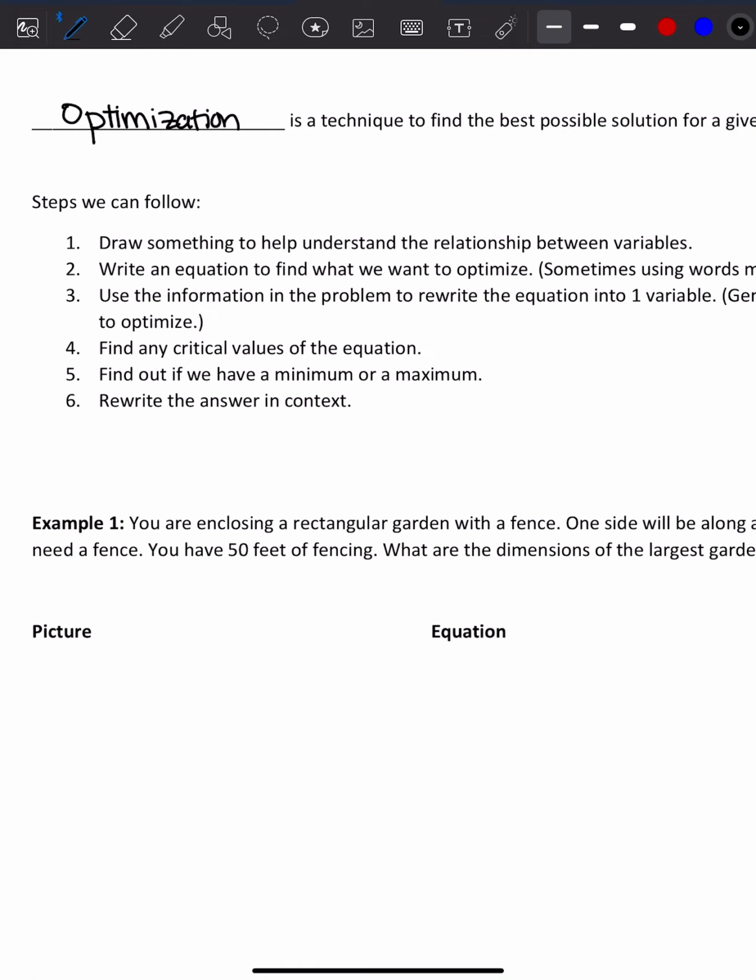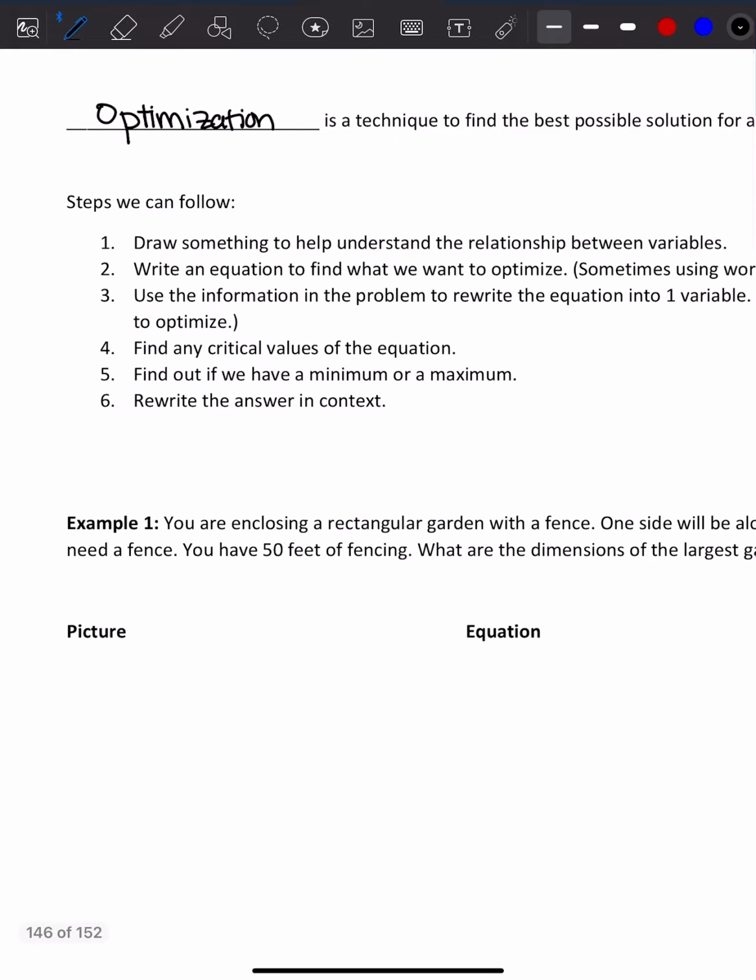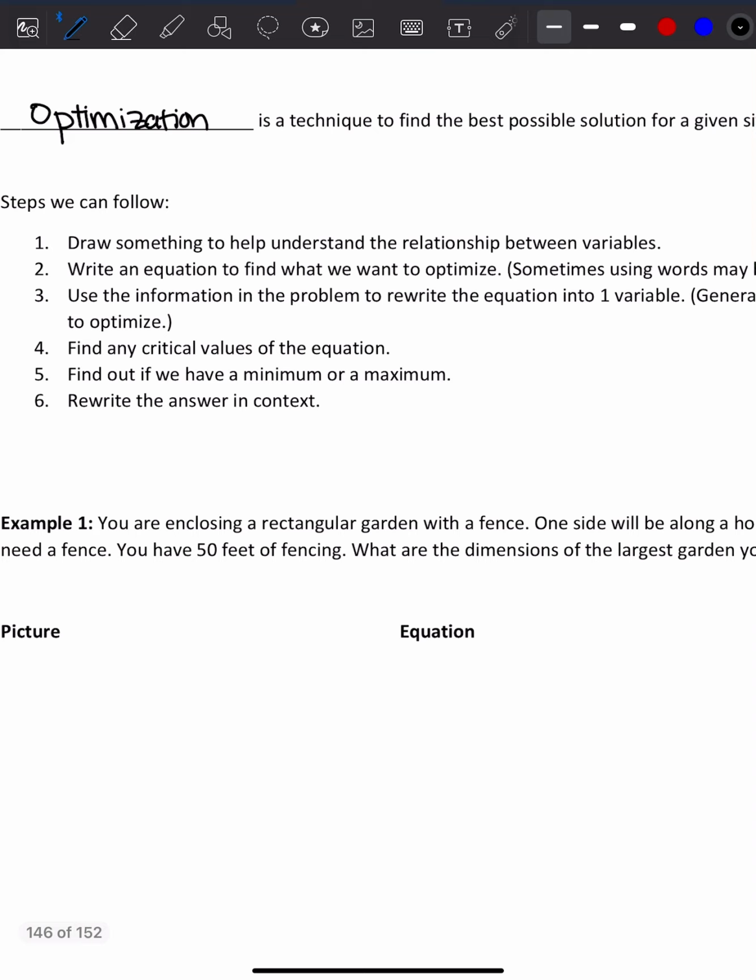So, steps that we can follow. Draw something that's going to help. Sometimes this is a picture, sometimes it's not. Sometimes we can't draw anything. We need to write an equation to find what we want to optimize. Sometimes we might want to use words to help us out. Use the information in the problem to rewrite the equation into one variable, generally the thing we want to optimize. Find any critical values, find out if we have a maximum or minimum, and then rewrite the answer in context.